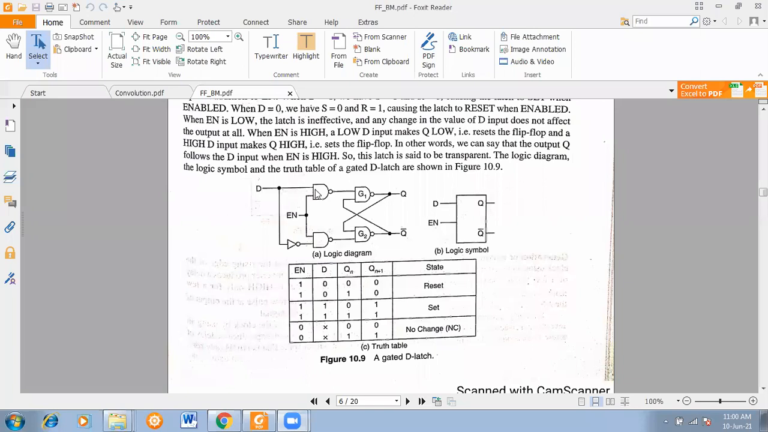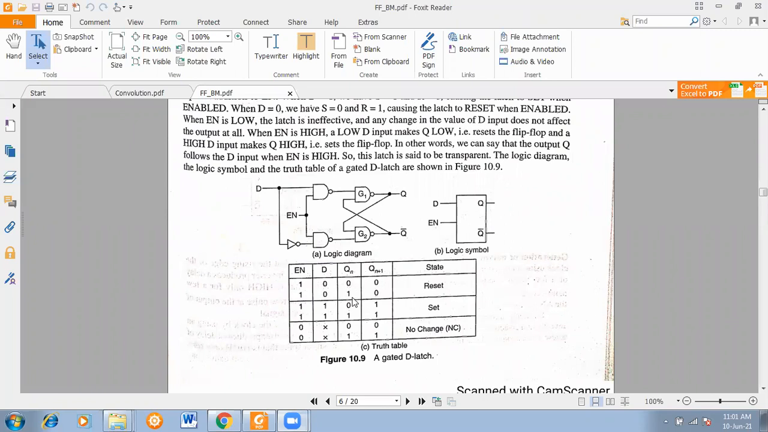If you think the upper is S and the lower point is R, then what will happen, S is equal to D, R is equal to D bar. So when we are applying D is equal to 0, the upper will be 0, the lower will be 1. So for 0 1 in SR, we got output 0, irrespective of the previous output. It will be 0.